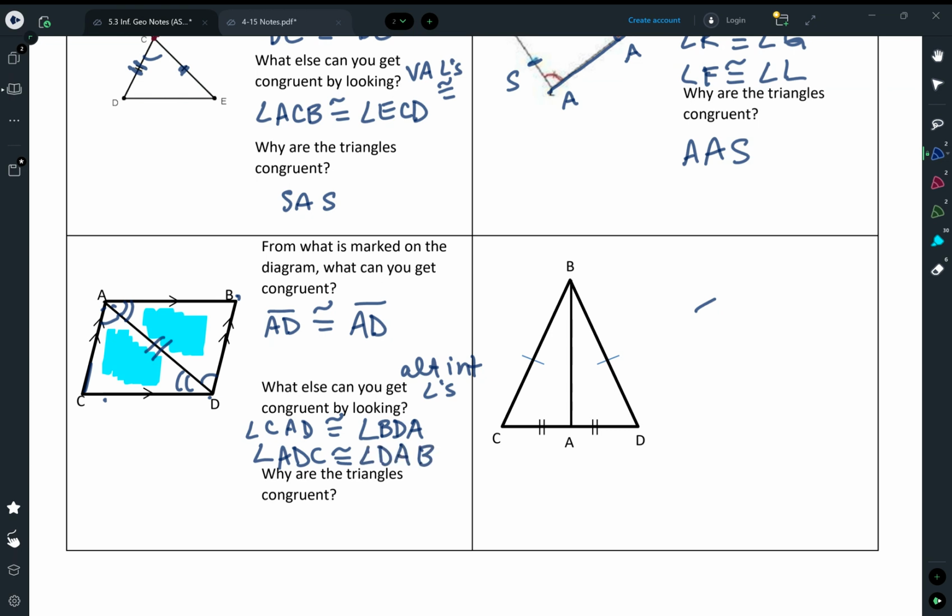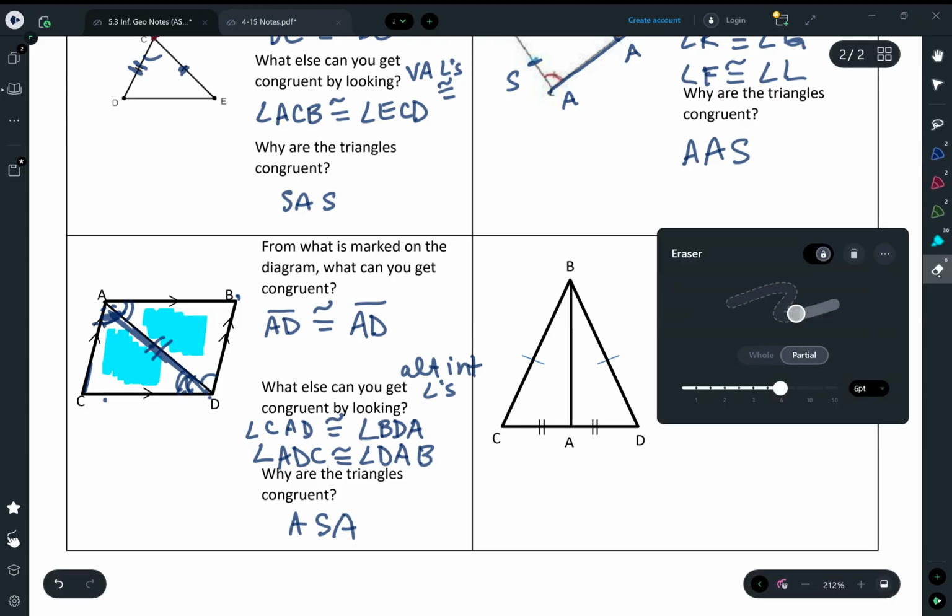So the triangles are congruent because we have an angle and then a side and then an angle. So the side is connecting these two angles. So here's an angle here, here's an angle here, and the side is connecting those two angles. So angle, side, angle.